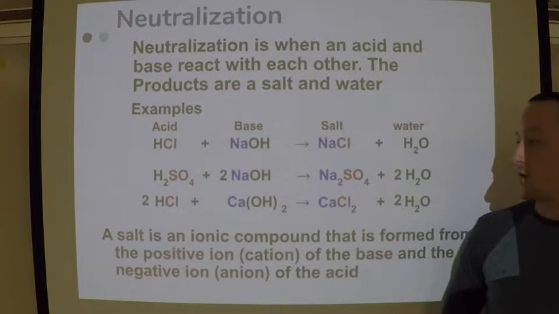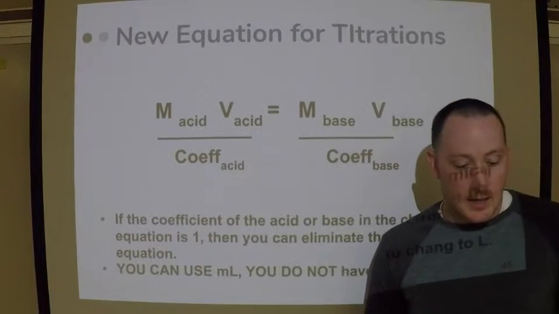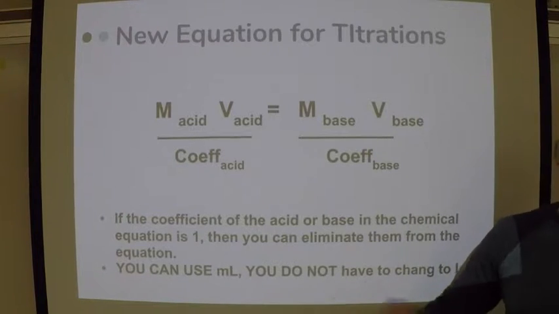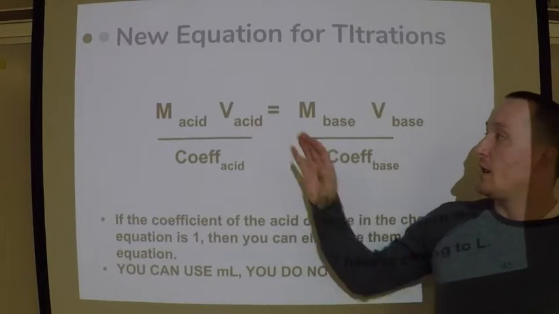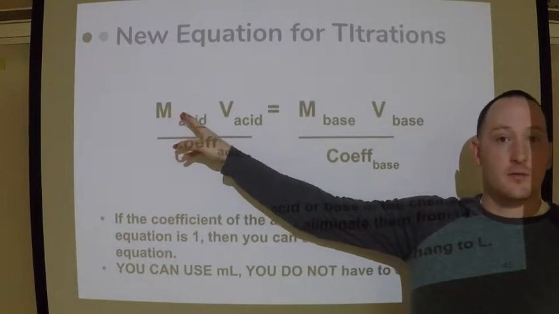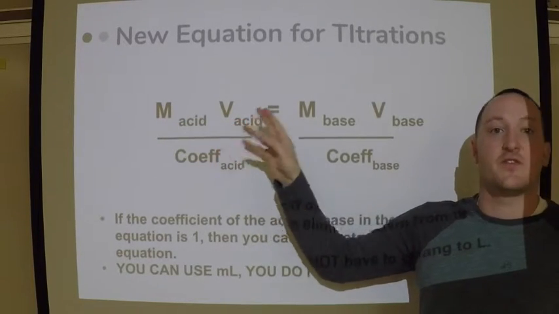Alrighty? So what we're going to start talking about is there is actually a new equation we're going to use, and this is that new equation. So on your notes page, make sure you get this down. Here's what these variables stand for. M sub acid stands for the molarity of the acid. V sub acid means the volume of the acid.